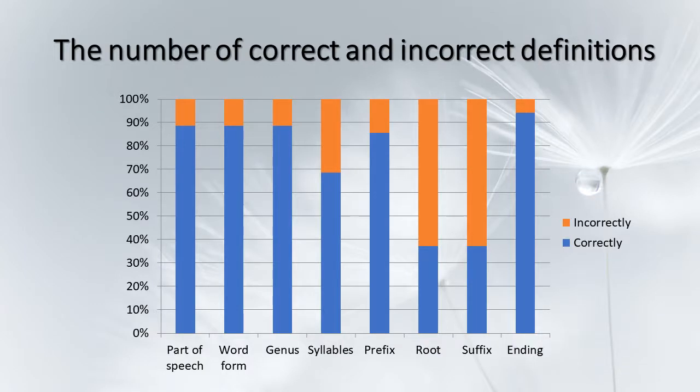Here is a diagram of the number of correct and incorrect actions performed over 35 words in the program. As we can see, most mistakes were made in determining the root and suffix of the word. About 70% made the correct division of words into syllables. All other elements have about 90% correct definitions.